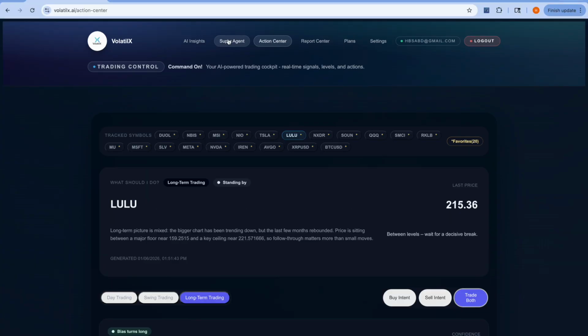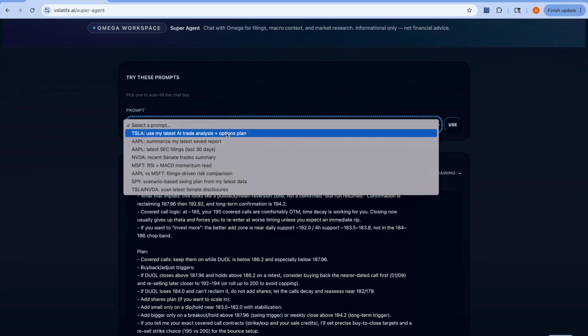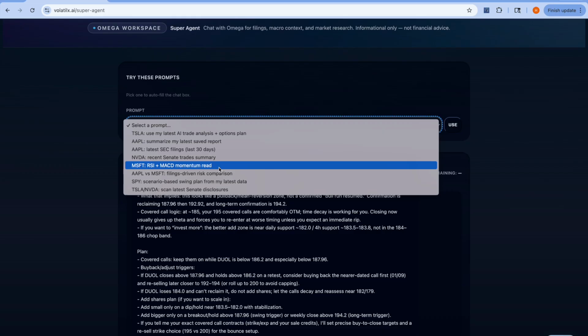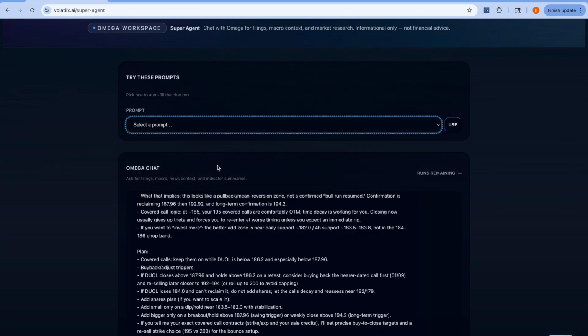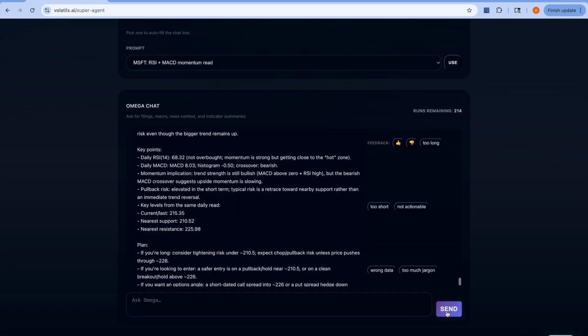Finally, we have our context-aware assistant, the super agent. You can pick from one of the autofill prompts to guide your questions, or you can ask your own questions from scratch. The super agent is able to explain momentum, levels, news, institutional positions, and all VolatilX tools relative to your plan.